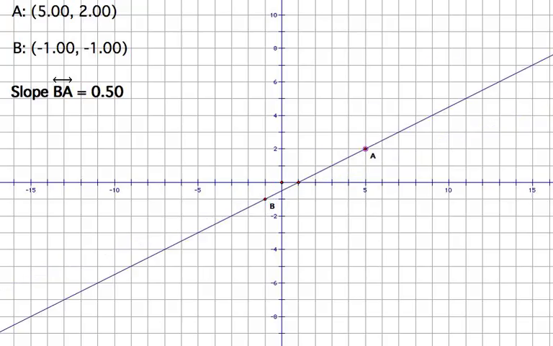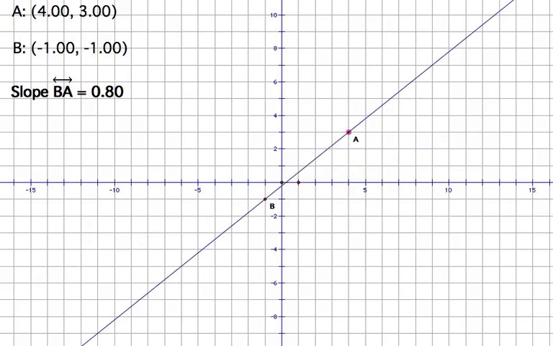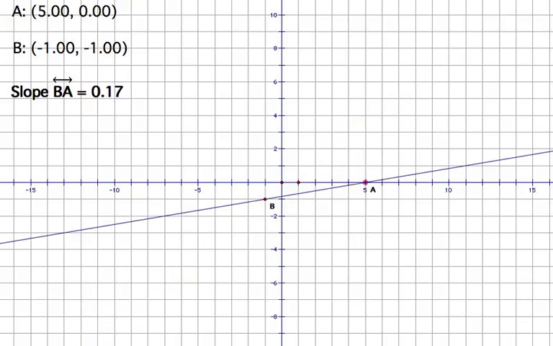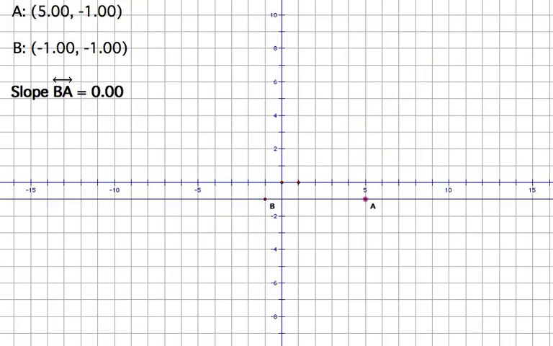One thing you need to know is that no slope is the same as an undefined slope. It's not the same as slope of 0. So if I drag it around looking for an undefined slope, I see that here I've come across a slope of 0. This happens in all horizontal lines, and that is because the y value is always going to be the same.